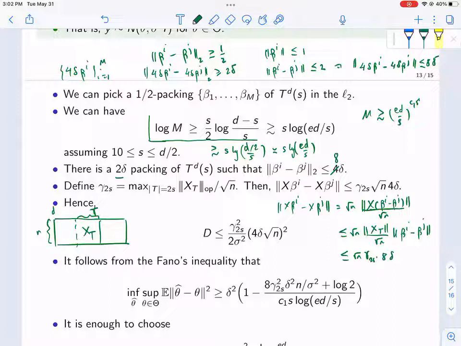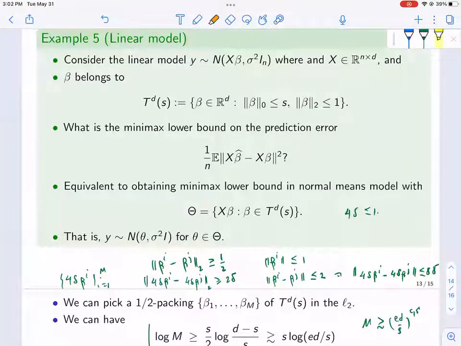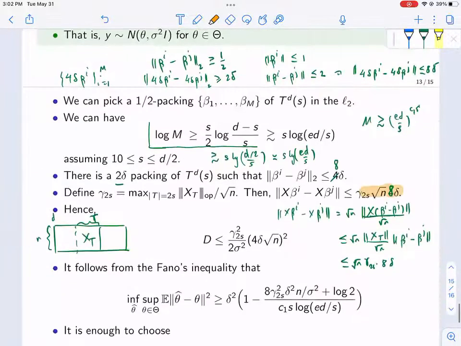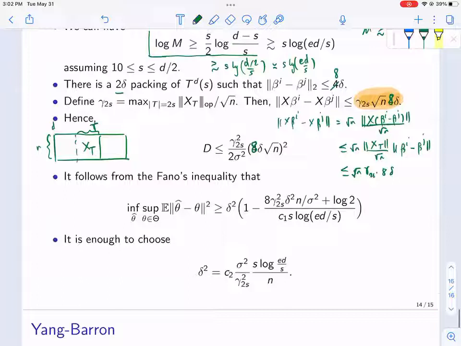Okay, so that's the bound that we have here. So if I put 8 here, we have this bound, root n gamma 2s 8 delta. And then if you recall, the diameter in the KL is just theta minus theta prime, or x beta minus x beta prime, squared divided by 2 sigma squared. So I get this squared, divided by 2 sigma squared. So I get gamma 2s, there should be 8 delta root n, squared divided by 2 sigma squared. That's the diameter in the KL.